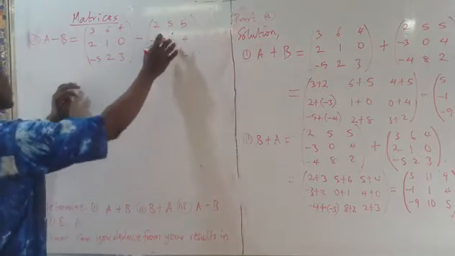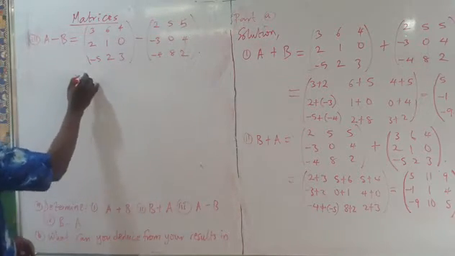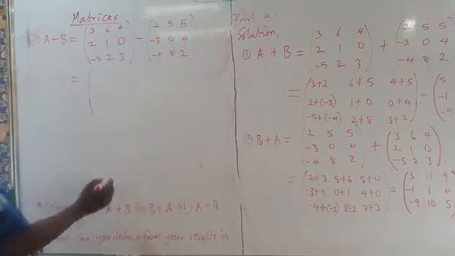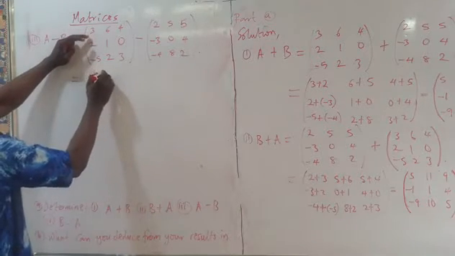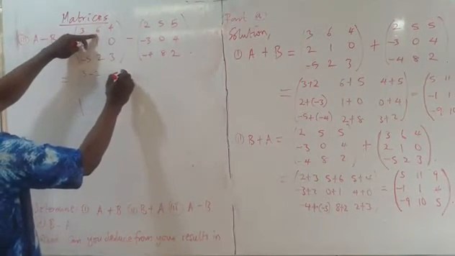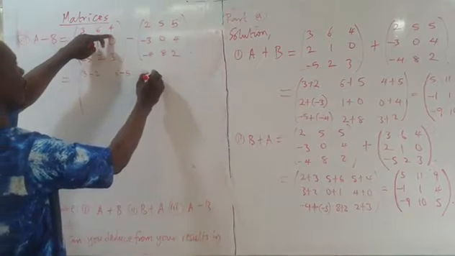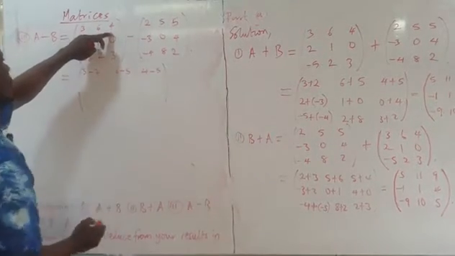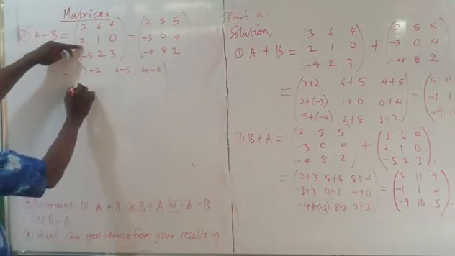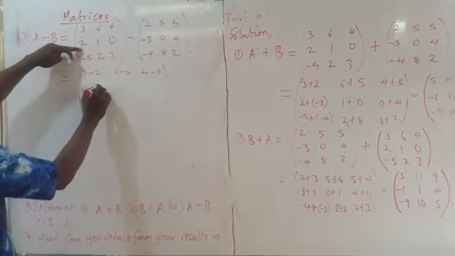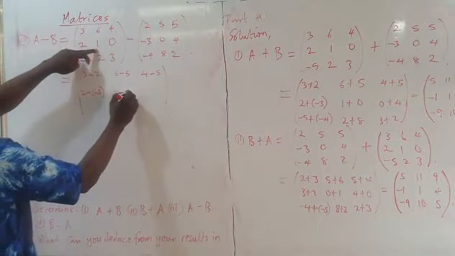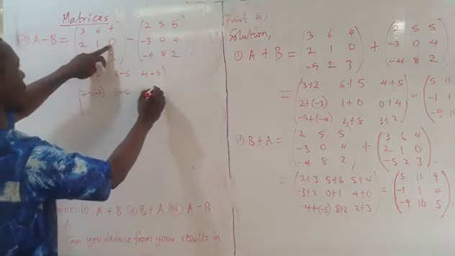So we now subtract B from A. So we subtract the corresponding elements, that is 3 minus 2, 6 minus 5, 4 minus 5. So that is the first row. Then the second row, 2 minus 3, 1 minus 0, then 0 minus 4.